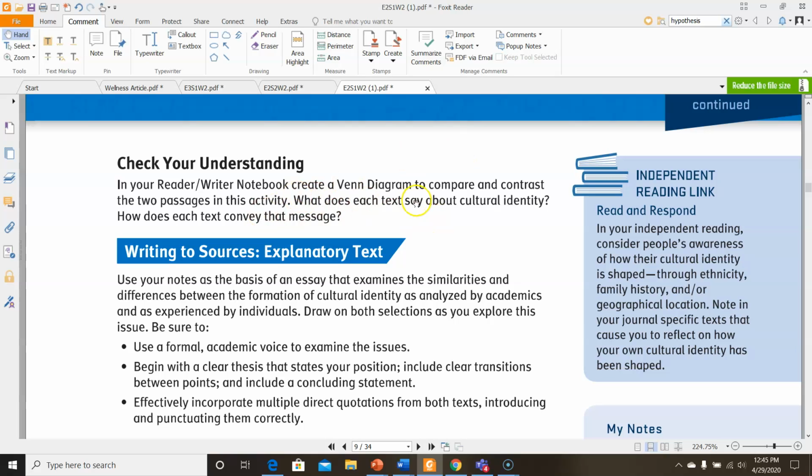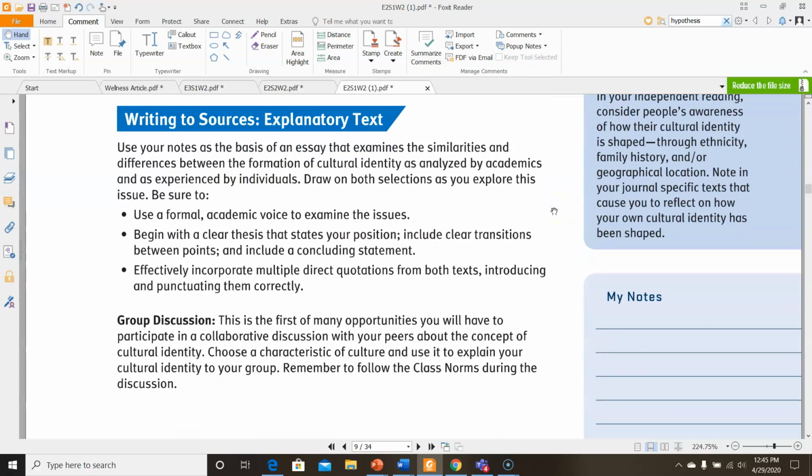And then you have to answer this question, what does each text say about cultural identity and how does the text convey that message? Last but not least, the writing to sources portion. Using your notes as the basis of an essay that examines the similarities and differences between the formation of cultural identity as analyzed by academics and as experienced by individuals. Okay, so you're comparing how cultural identity is analyzed and how it's experienced. So make sure that you're doing these things.